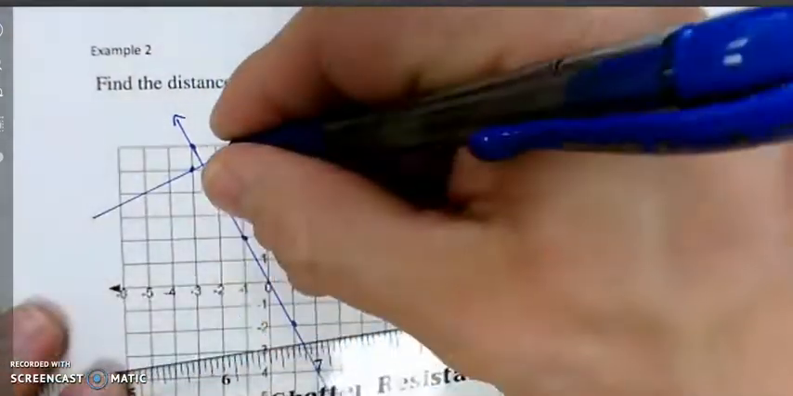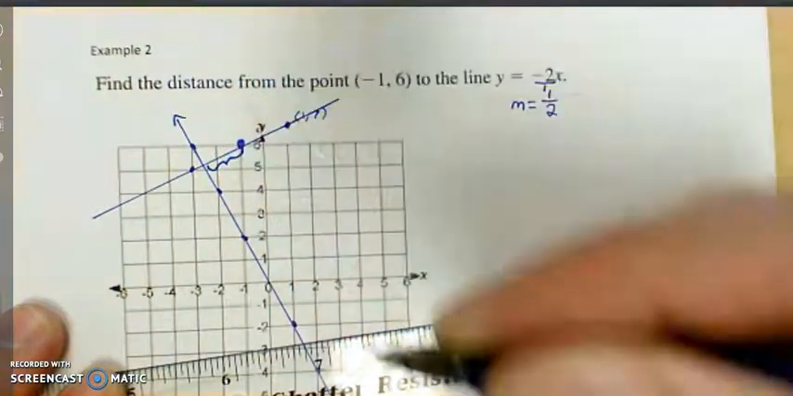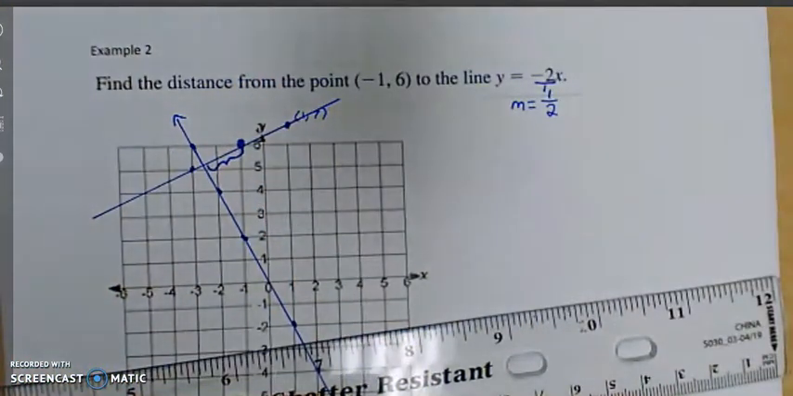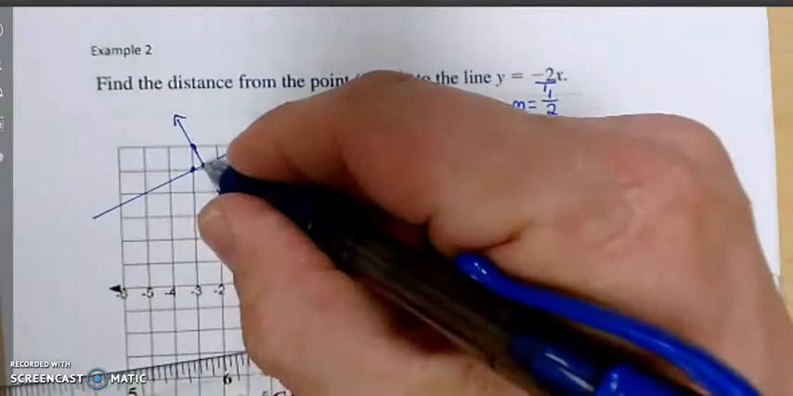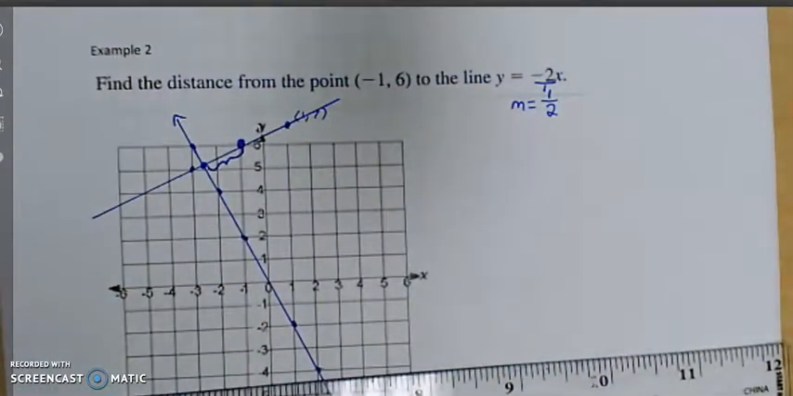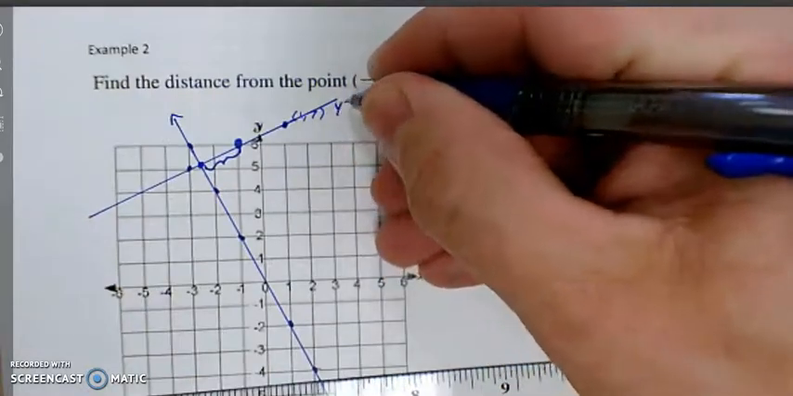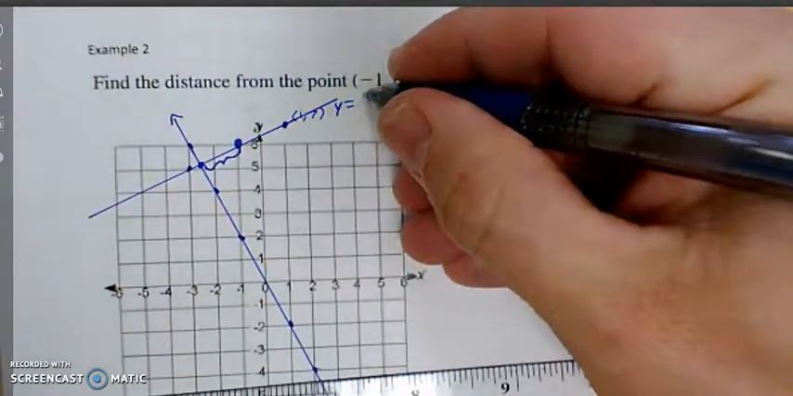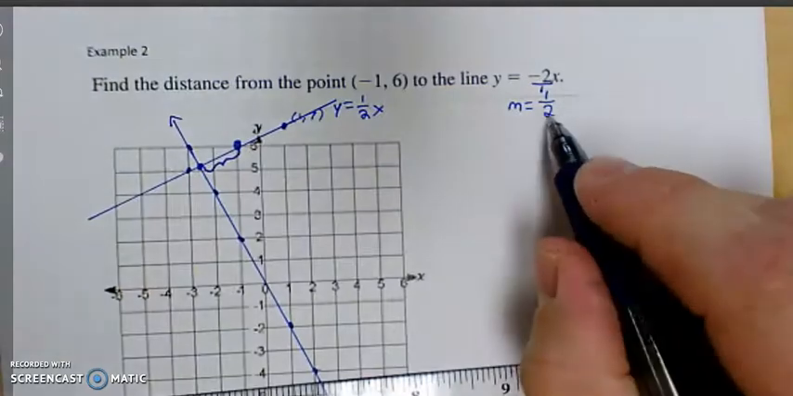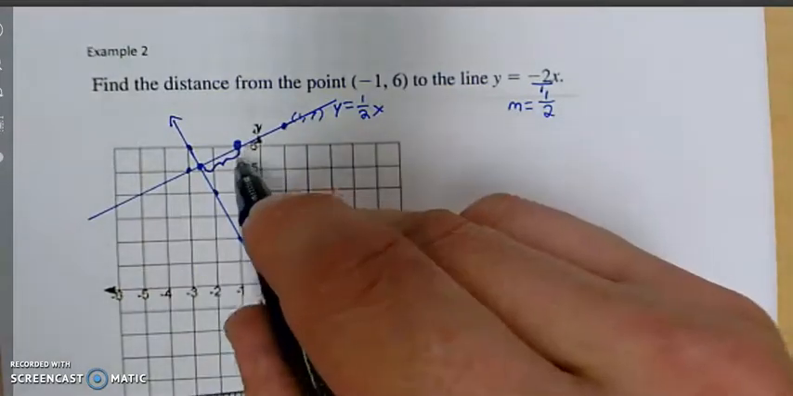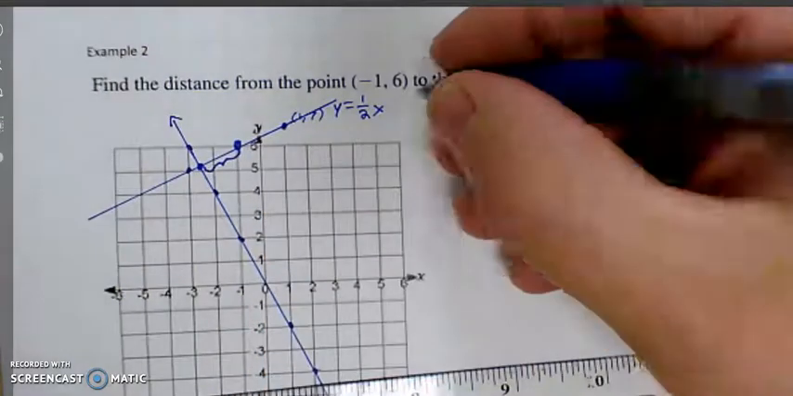But my final answer will simply be this distance right here. Now, in order to calculate that, I must find this point of intersection. My calculator would be pretty helpful with that. I'm really quick going to write the equation for this new line as y equals 1/2 x. Again, my slope was positive 1/2. Plus 6.5 is where the y-intercept would be.